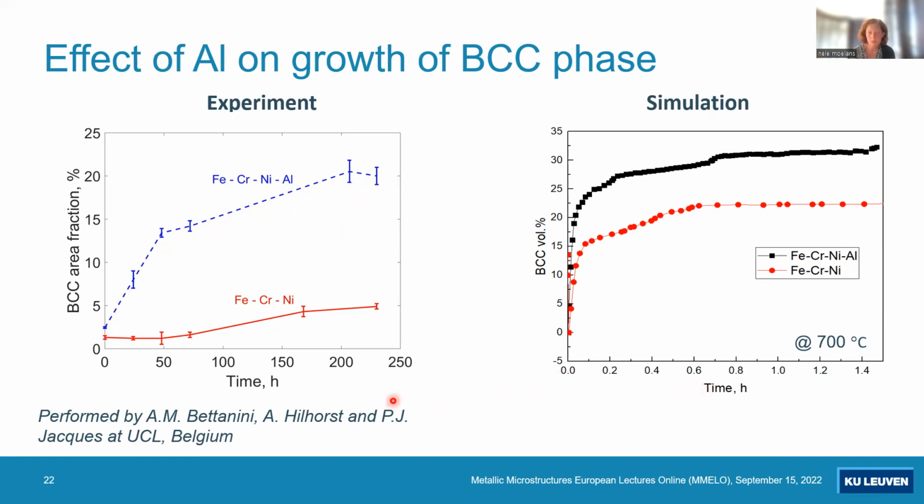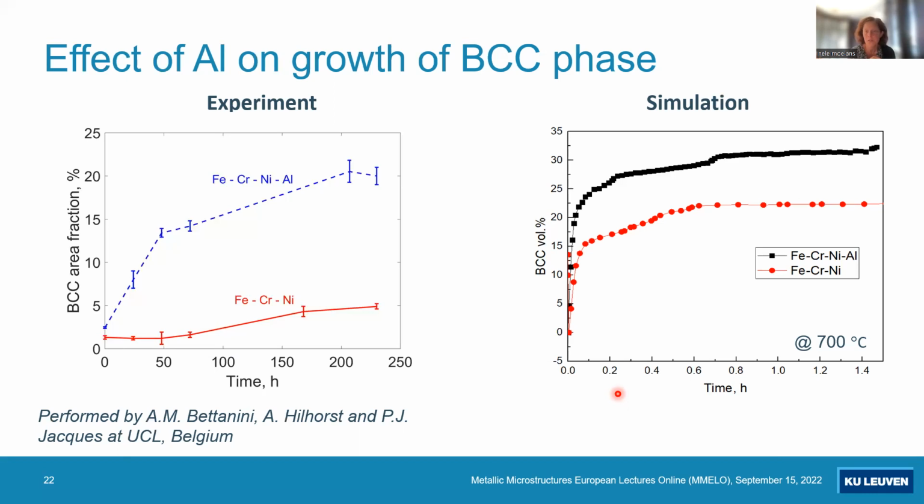But what is important to see here is that, in fact, all this information that we have from the Calphad databases predicts that aluminium promotes the growth of the BCC phase. And that's also what we see in the experiments. So qualitatively, the predictions of the database are certainly in agreement with the experiments. But here we have also the simulations. So we can also try to understand why this is.